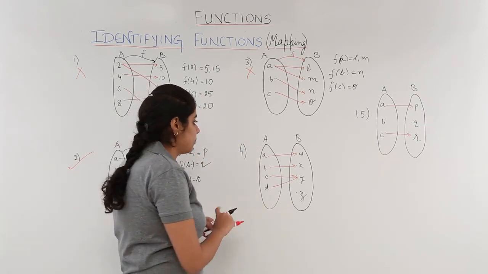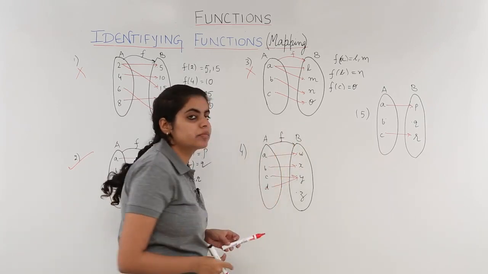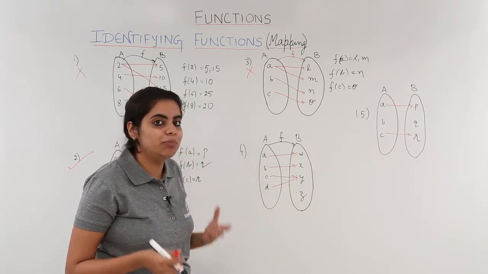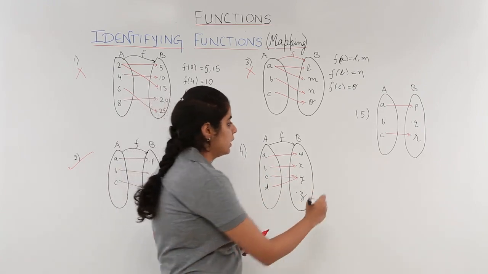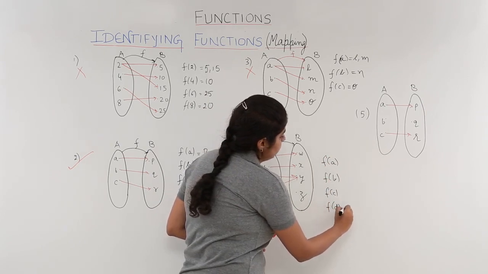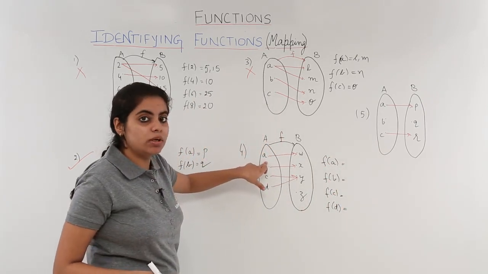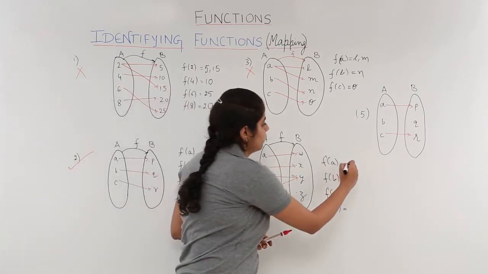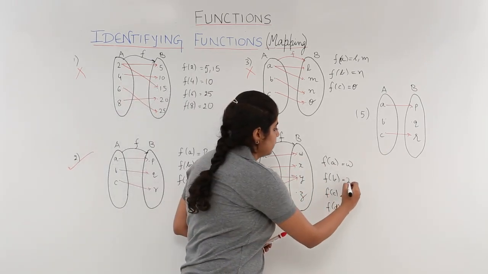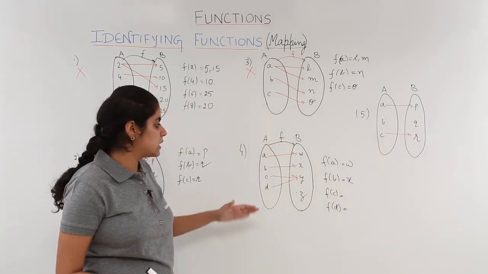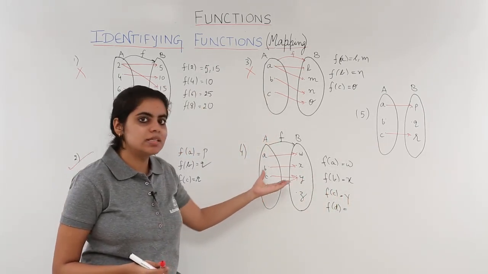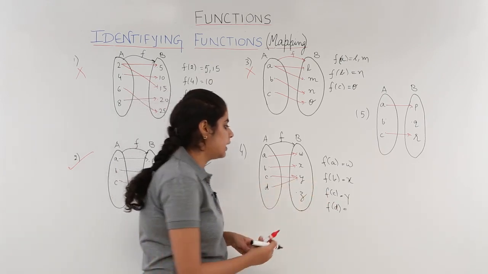Example number 4 again has a mapping, a function from A to B, and we have 4 elements in A and 4 elements in B. Let's write down what we have in f of A, f of B, f of C and f of D. F of A means what is A associated with? A is associated with W. B is associated with X. C is associated with Y. D is also associated with Y.